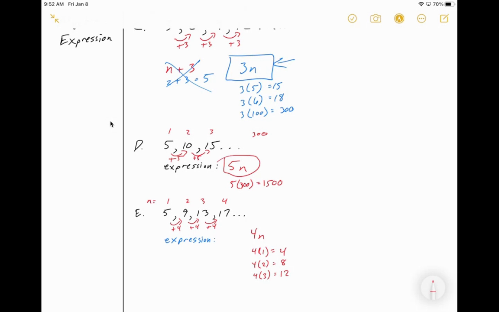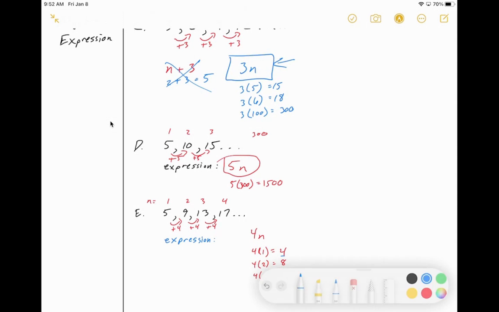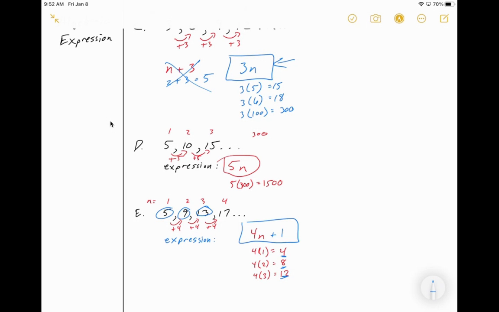Anyone have an idea? So I get 4, but I'm supposed to get 5. I get 8, but I'm supposed to get 9. I get 12, but I'm supposed to get 13. So what do I need to do? That's right. I need to add 1. There's my expression: 4n plus 1.